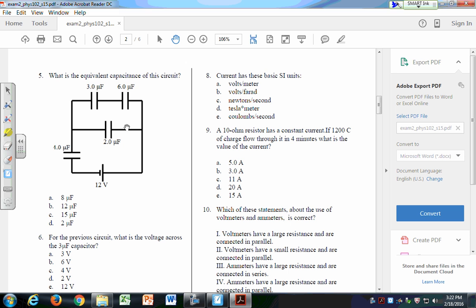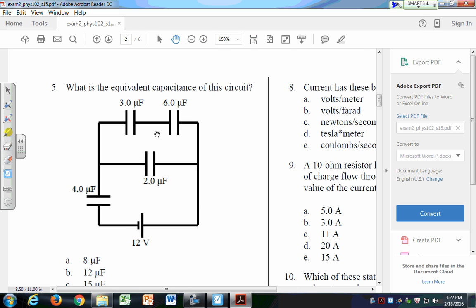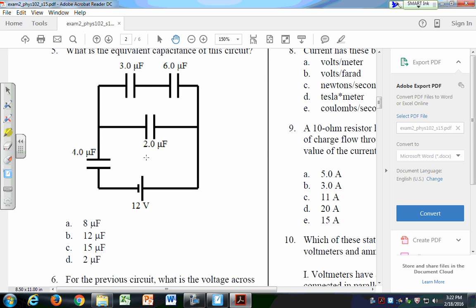All right, so we want to find the equivalent capacitance of this circuit. Where are we going to start? At the top, because those are in series. They're only in series. What is the equivalent of a 3 and 6 in series? This is really something that you should just try to memorize, because you'll certainly see 3 and 6 in series for capacitors. But go ahead and work it out.